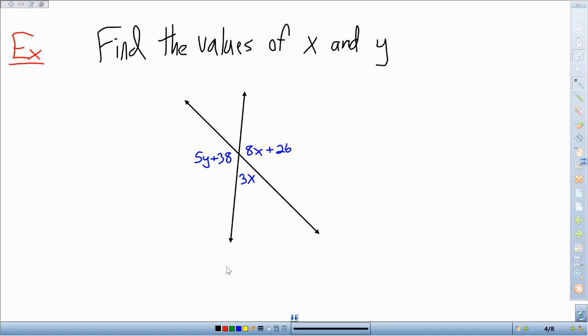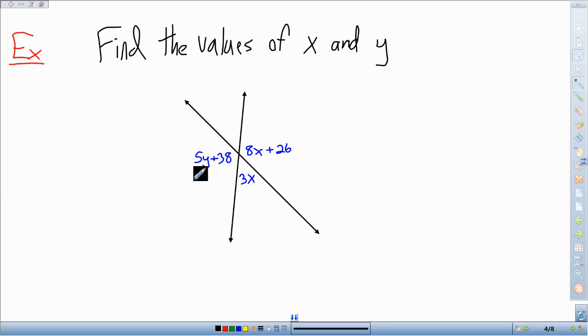Okay, so finding x and y. Here's the first thing. When you get a problem like this on these types of examples, we want to find one variable first, and then we'll use it to find the other variable. When we decide what variable we want to find first, look at the different values in your angles, and we want to use the ones that we have the most of.